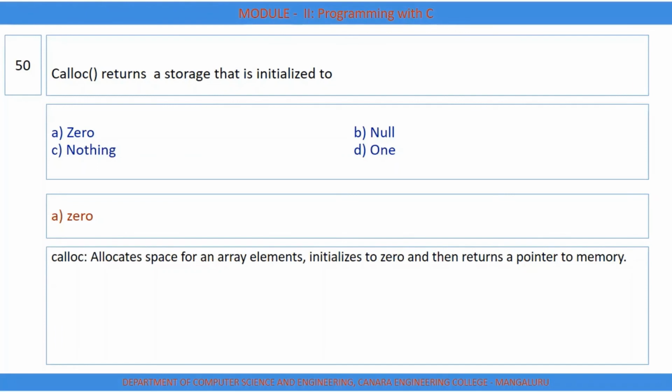Calloc function returns a storage that is initialized to: option A, 0; option B, null; option C, nothing; option D, 1. Answer is option A, 0. It is a contiguous allocation function which allocates memory and initializes all bits to 0.